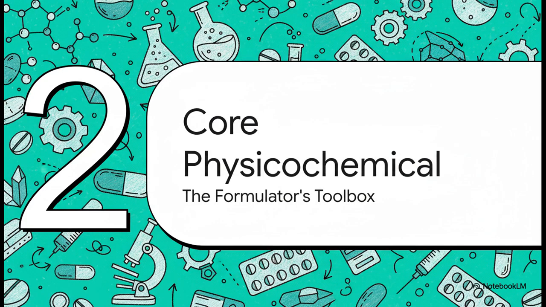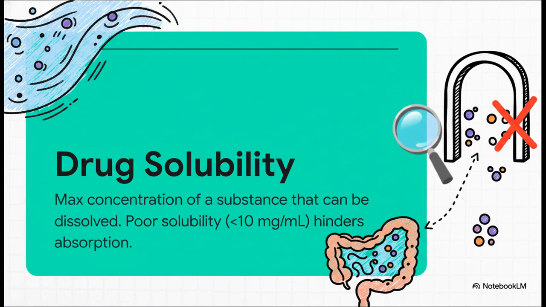Okay, so now let's pop open the formulator's toolbox and look at the core scientific principles. This is the how. This is how we're able to create all those different dosage forms. So solubility. This is like the first hurdle a drug has to clear. For a drug to do anything systemically, it has to, and I mean has to, dissolve in water to some degree. If it can't dissolve in the body's fluids, it's not going anywhere.